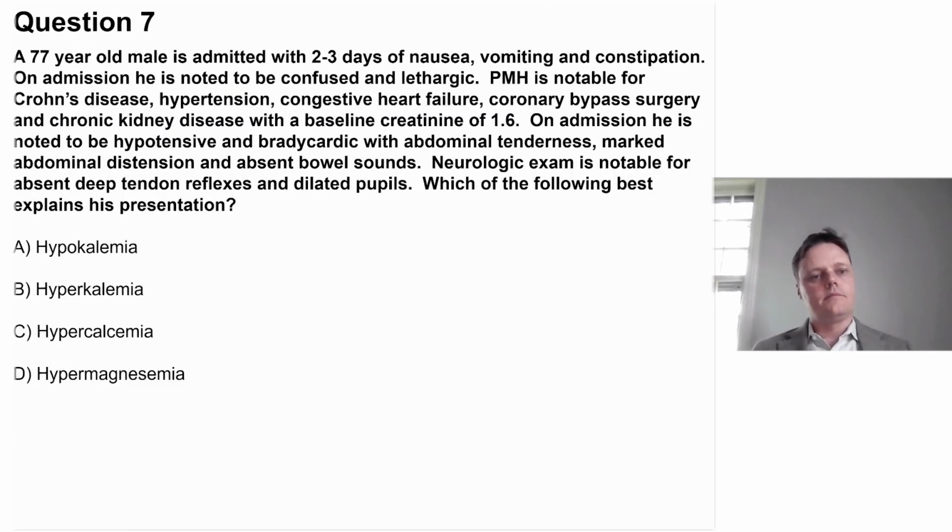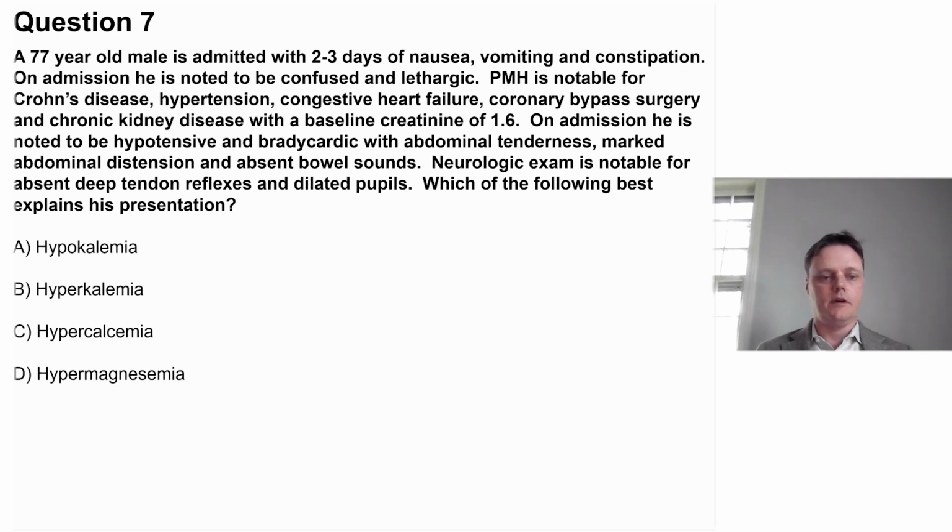Question 7. A 77-year-old man is admitted with 2 to 3 days of nausea, vomiting, and constipation. On admission, he is noted to be confused and lethargic. His past medical history is notable for Crohn's disease, hypertension, congestive heart failure, coronary artery bypass surgery, and chronic kidney disease with a baseline creatinine of 1.6. On admission, he is noted to be hypotensive and bradycardic with abdominal tenderness, marked abdominal distension, and absent bowel sounds. His neurologic exam is notable for absent deep tendon reflexes and dilated pupils. Which of the following best explains the presentation?